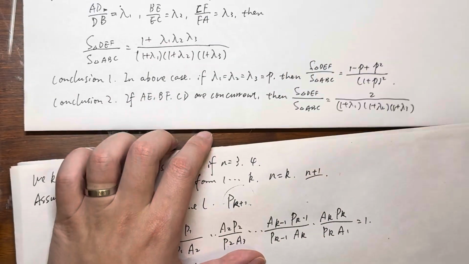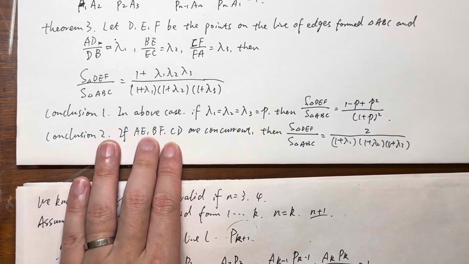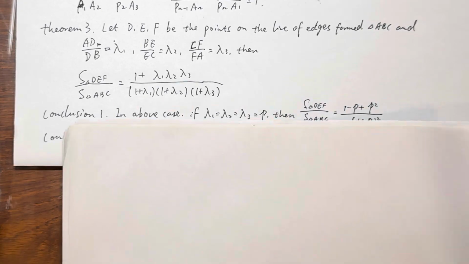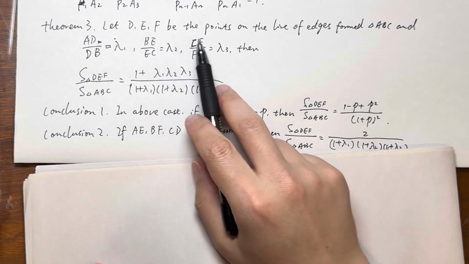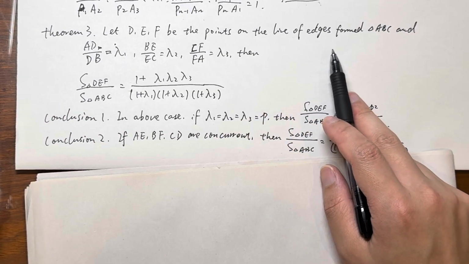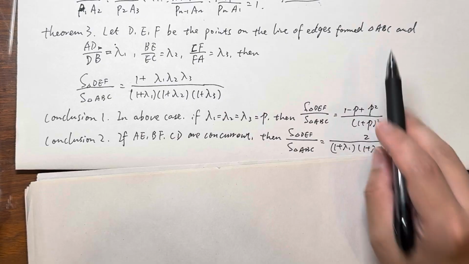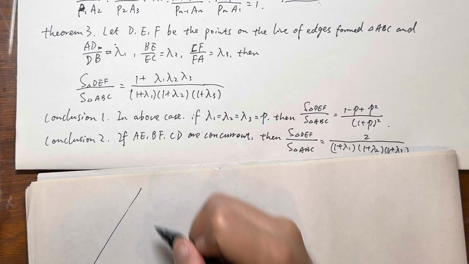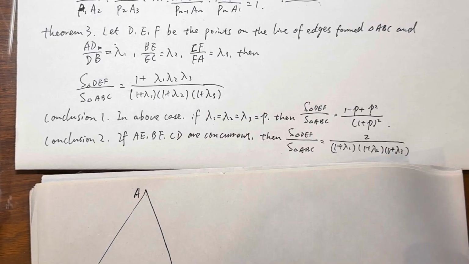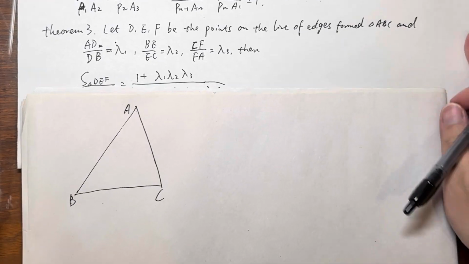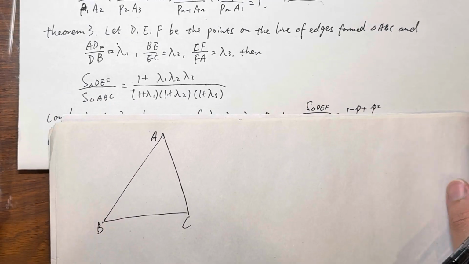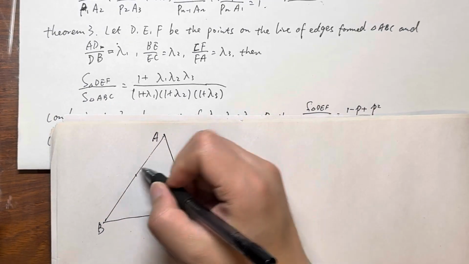For theorem 3, let D, E, F be the points on the lines of the edges forming triangle ABC, right? So we have triangle ABC here. We have triangle ABC here, and we have D, E, F here.